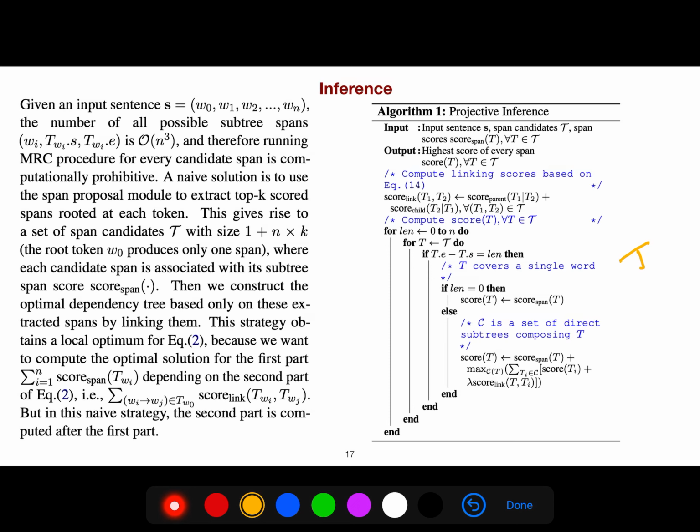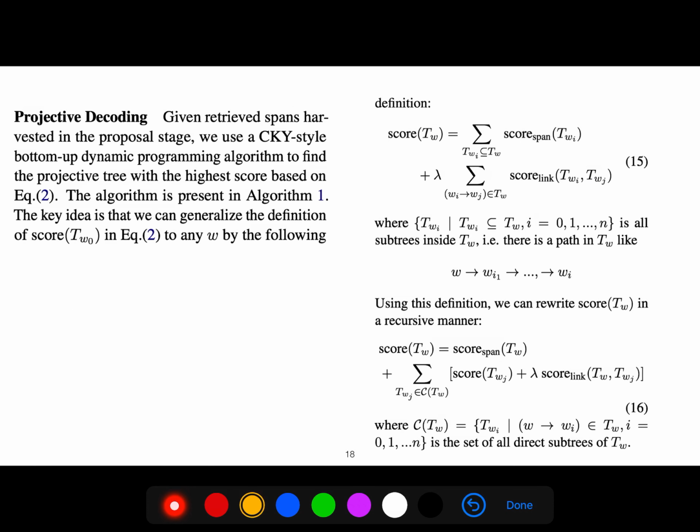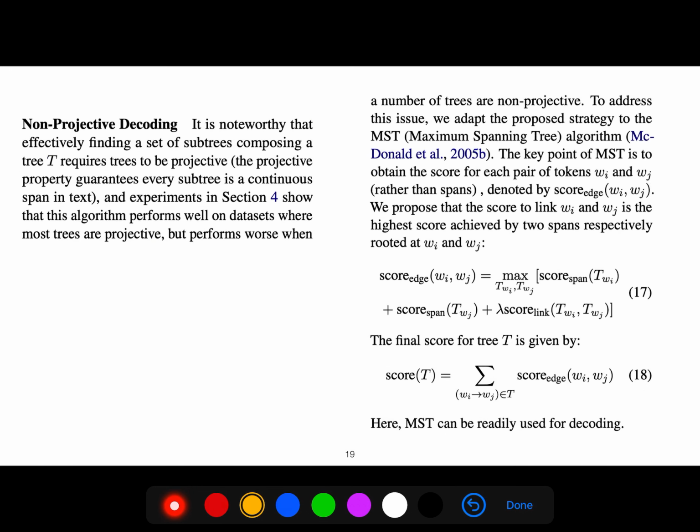After finding the spans, then we do the linking. So we need to know the score of the linking. And we can do projective decoding and non-projective decoding. For non-projective decoding, we use a maximum spanning tree, and they have used it here as well, because we cannot just use the Eisner algorithm. Eisner is just for projective decoding.